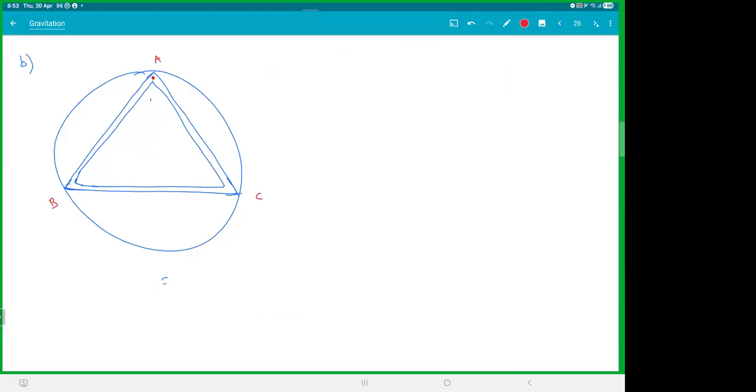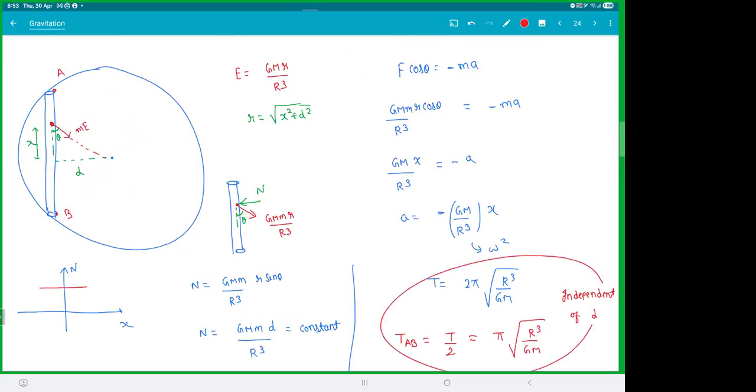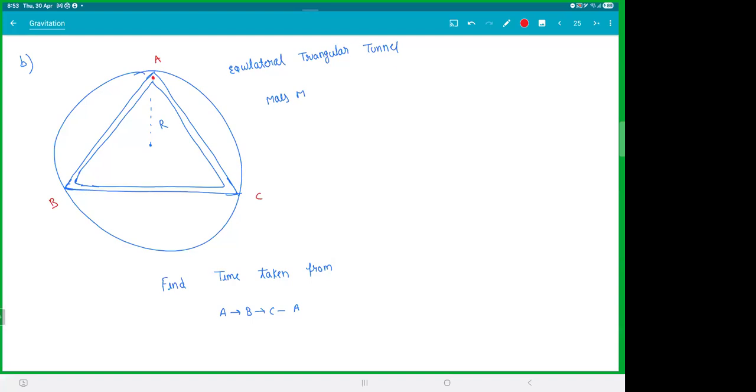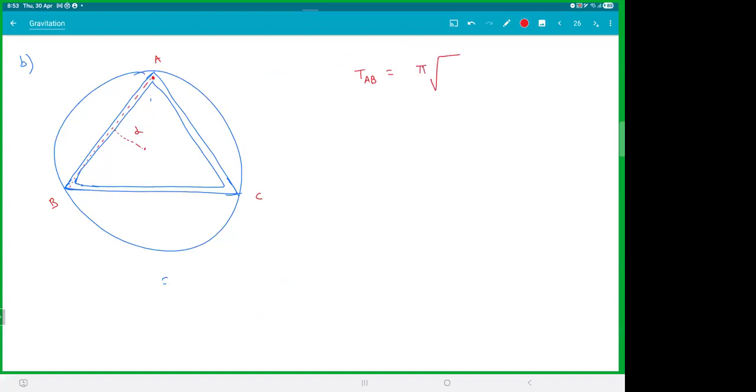Just now we proved, independent of where the tunnel is, the time period is the same, isn't it? So can I say AB is simply a chord, and independent of the tunnel's position, the time period is the same. So the time taken to go from A to B must be the same time which you got from here, which is pi into root over r cube by GM, proved in part 1.